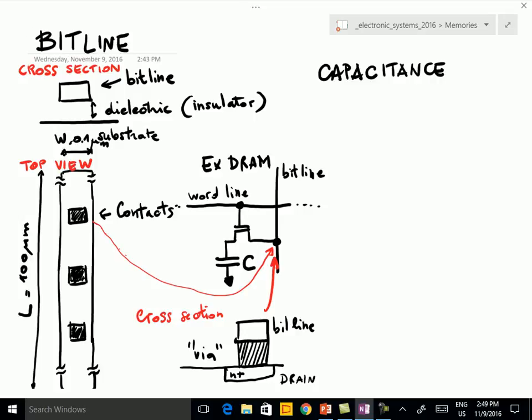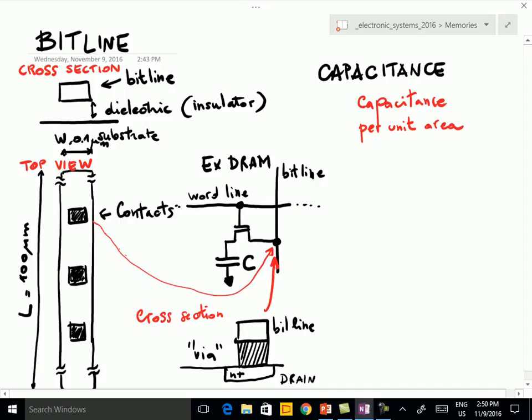So now I think the situation is clear. What is important is to evaluate the total capacitance of the bit line, because it's going to be quite relevant for the operation of the memory. So this bit line has a capacitance per unit area which, let's call it C sub chi, because it's with respect to the substrate, is something close to 100 attofarad per micron square.